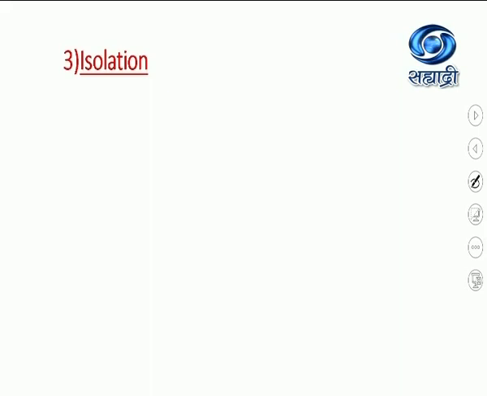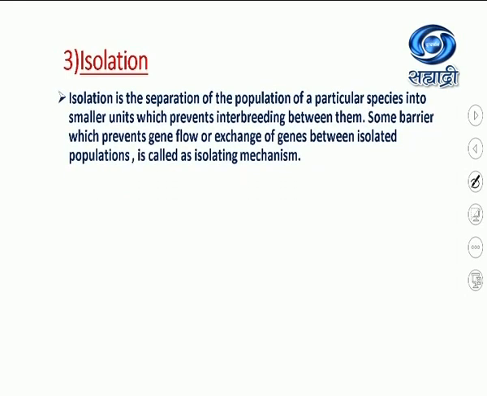We started with genetic variation. In genetic variation, we discussed mutation, recombination, migration, gene flow. Then we also discussed gene drift. Then we discussed chromosomal aberration: deletion, duplication, inversion, and translocation. We also discussed natural selection. And now we are coming to the last part of the modern synthetic theory, that is isolation.